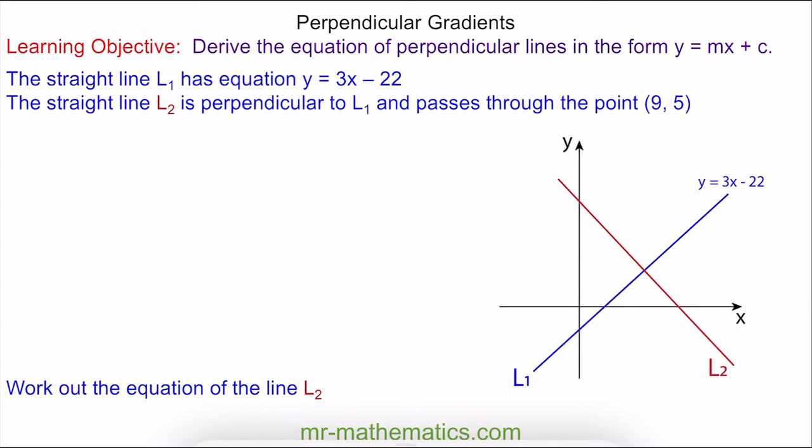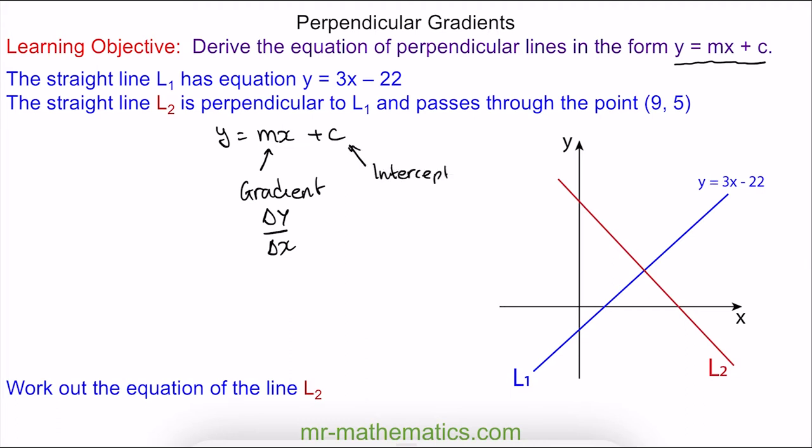Welcome to our lesson on deriving the equation of perpendicular lines in the form y = mx + c. Before we begin, we need to understand what this form tells us. In y = mx + c, m is the gradient of a line, and the gradient defines its steepness. This is measured as the change in y divided by the change in x. And c is our intercept value.